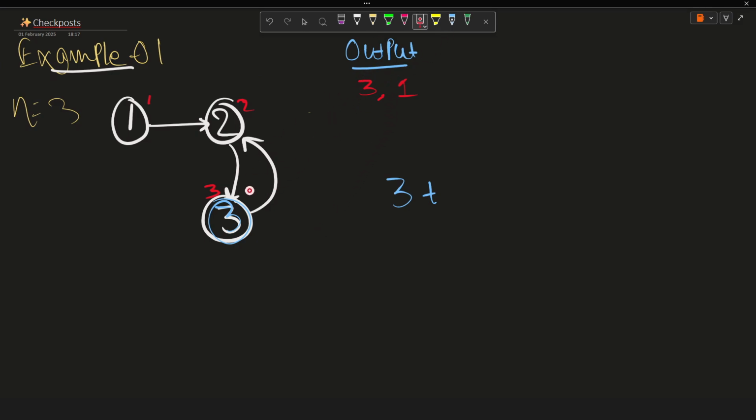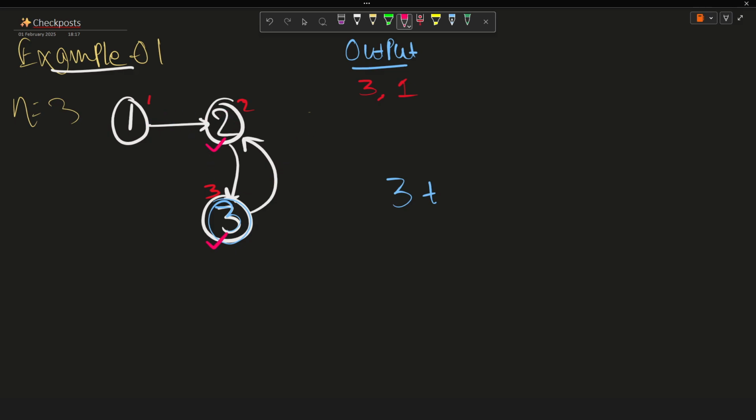Since we have now built a checkpost on this junction, and from this junction we can move to this junction and again come back to this junction, it means that this part is connected, and if any of the junctions of this part is protected, then we can say all other junctions are also protected. So that's why we can say that this junction is now protected at a cost of 3, and this junction is also protected because it is reachable from 3, and then from this junction we can again go back to 3.